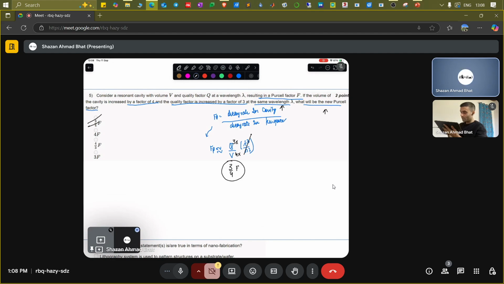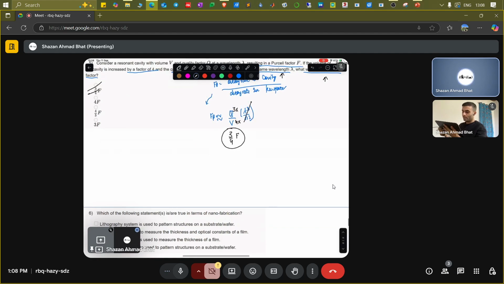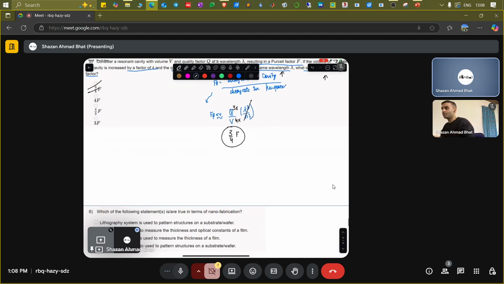So that is the answer of this question. Because the quality, it is directly proportional to quality factor and it's inversely proportional to the volume. That's as simple as that.